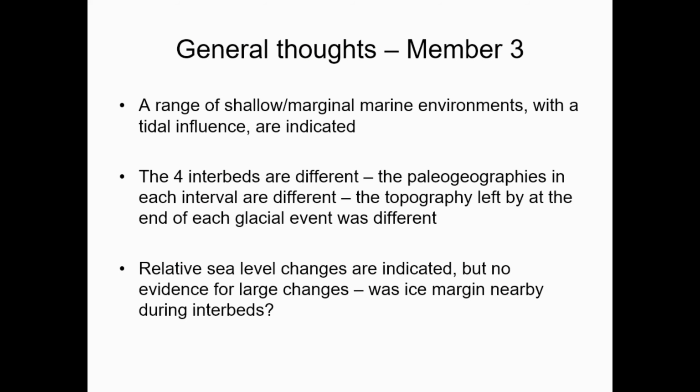So, final thoughts. We're looking at a range of shallow marginal marine environments with tidal influence. There's more work to be done to pin this down more precisely. The 4 interbeds are different. The paleogeographies in each interval are different. The topography left at the end of each glacial event was different. Relative sea levels are indicated, I've talked about those, but there's no evidence for large changes. We're talking about changes of tens of meters, but not hundreds of meters. And one wonders whether, during the entire time the member 3 interbeds were deposited, the ice margin was nearby rather than the ice having melted away completely.